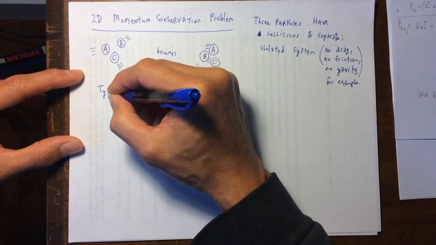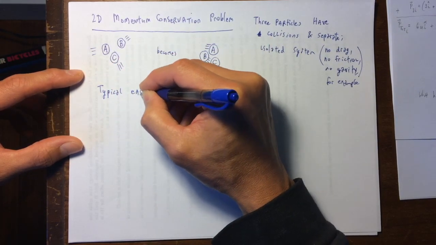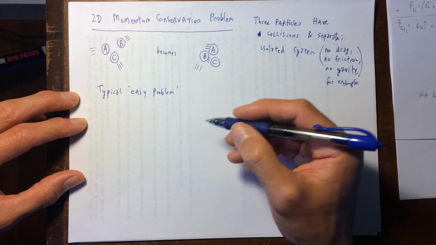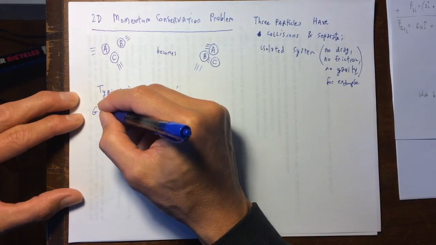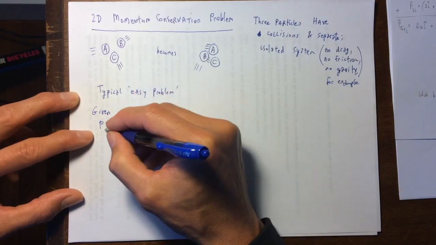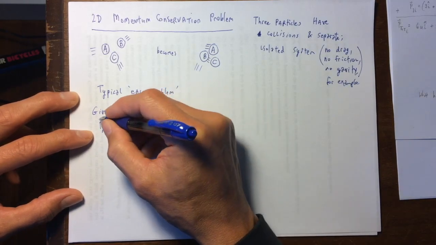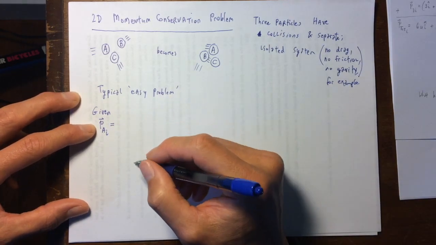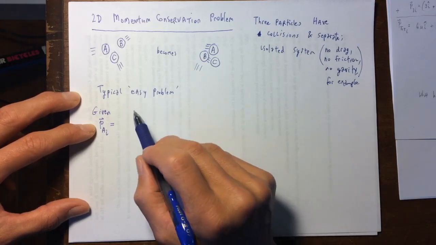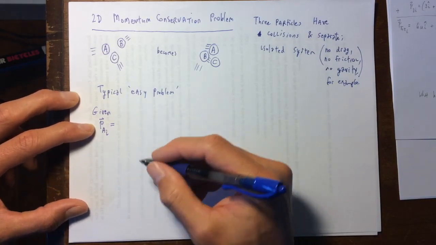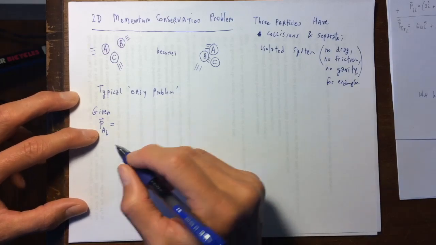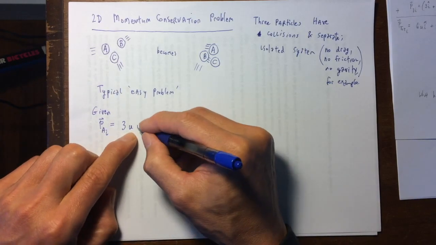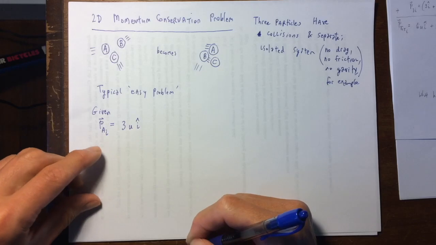This could be considered a typical easy problem. Yeah, so typical easy problem. You're given that PA initial, so this is the initial value of the momentum, is equal to, so I'm going to introduce, you could use this as a trick if you'd like. I like to do this myself, but I'm going to say that this initial momentum is 3 momentum units in the x direction.